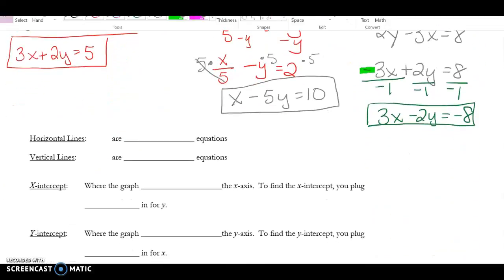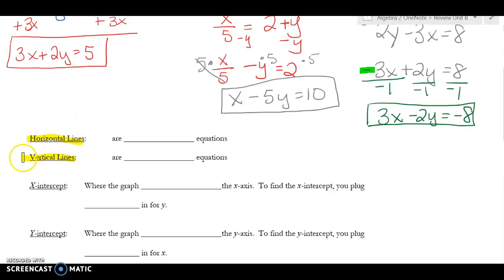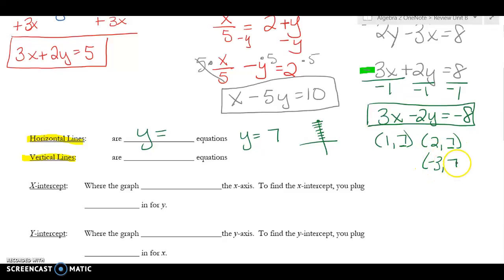All right, the next things we have are the horizontal and vertical lines. A horizontal line is a y equals equation. So if I have y equals 7, I go to where y is 7, and I make a dot. What that means is it doesn't matter what my x is, my y is always 7. Since my y is always 7, it's the same height all the way around, so it is a horizontal line.